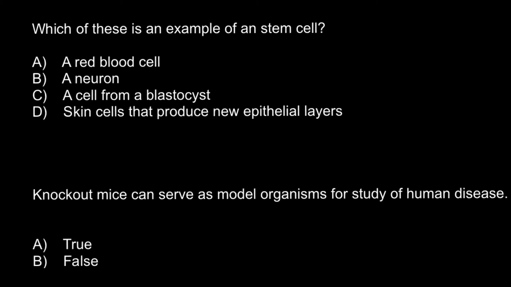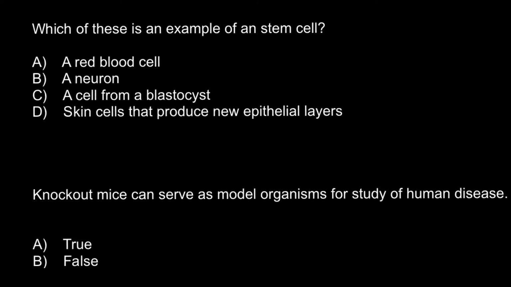Answer A, a red blood cell. Actually, a red blood cell cannot reproduce by itself. A red blood cell even doesn't have a nucleus, so it cannot reproduce. So red blood cells cannot even have adult stem cells, and adult stem cells can be found throughout our bodies.